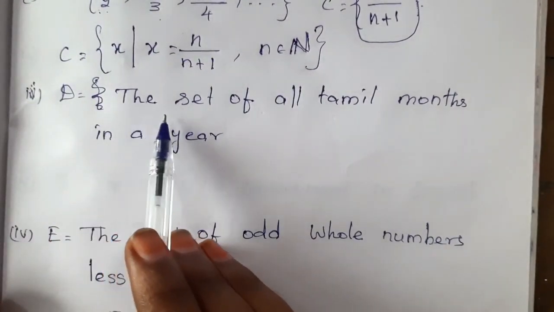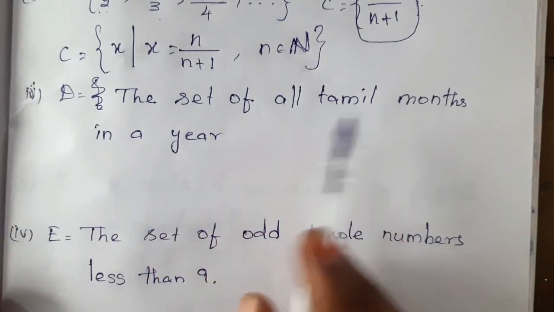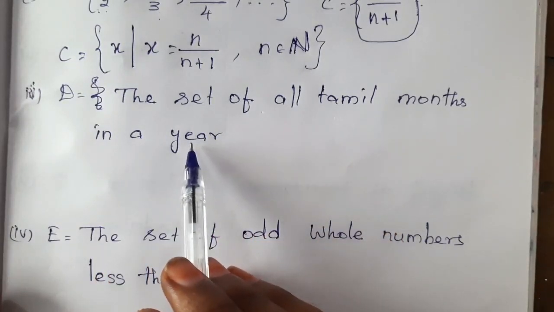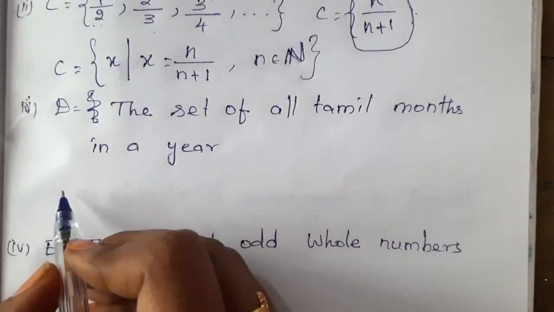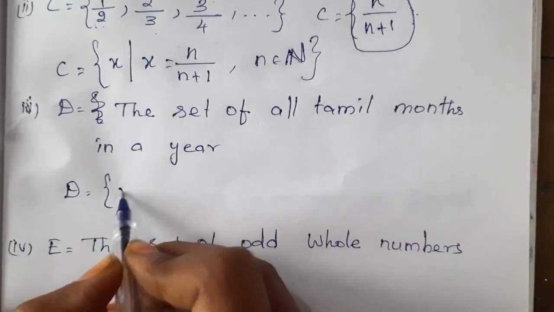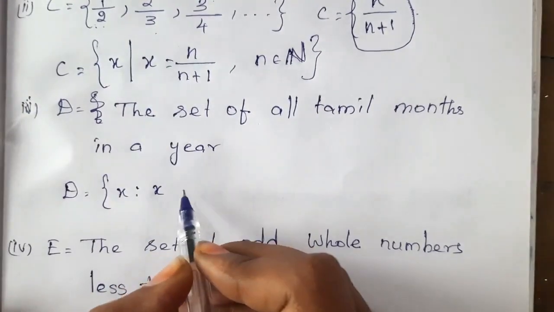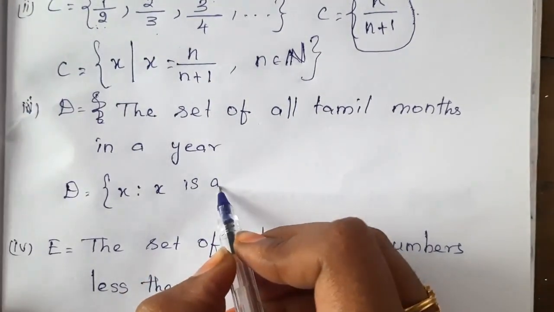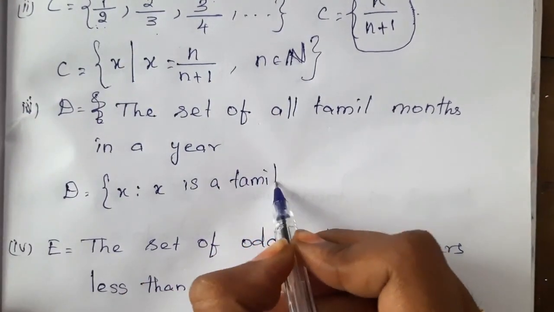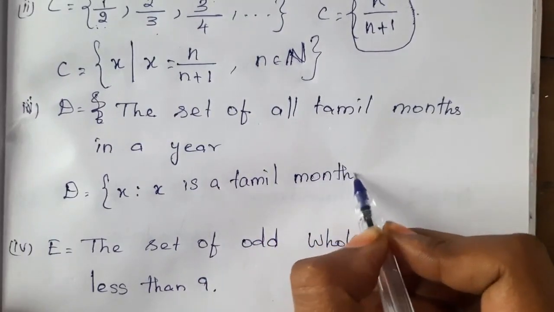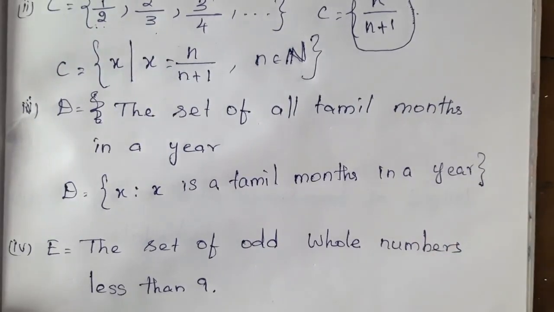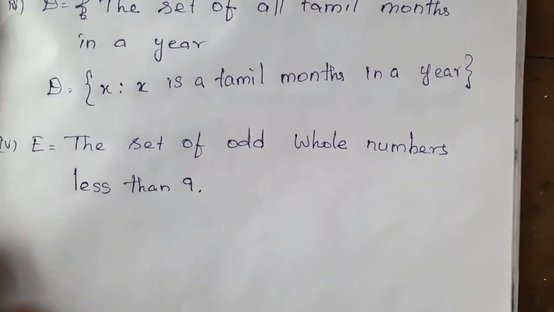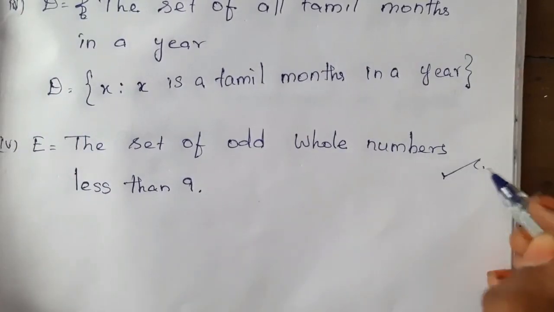D equal to the set of all Tamil months in a year. What are the Tamil months in a year? How can you write it? D equal to the set of all x such that x is a Tamil month in a year. That's all. Simple thing. Next one. Can you do that? Just try this one. Next one.